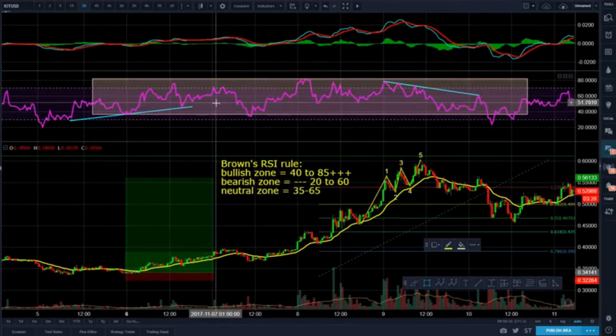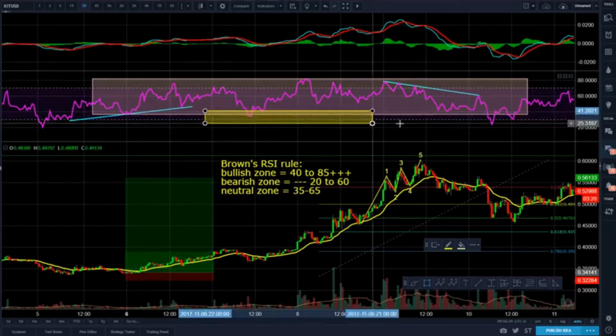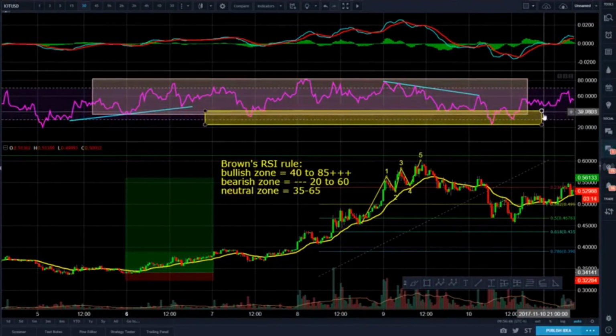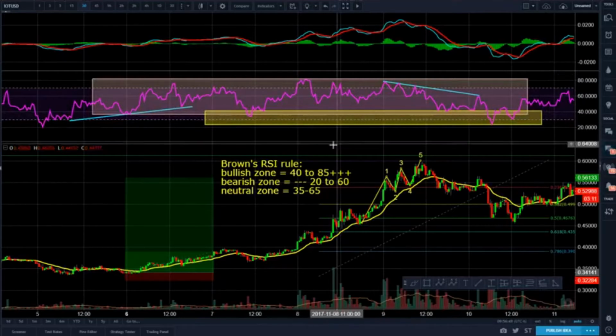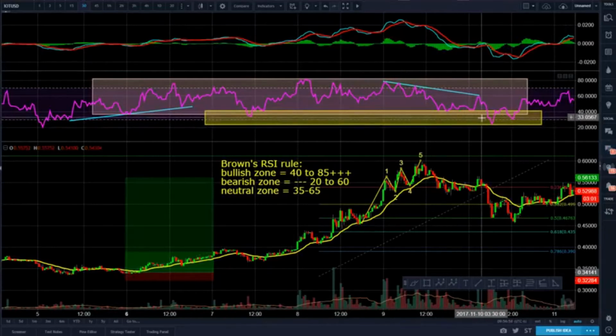Let's say we just go to under 40, okay? We're going to say under 40, right around here, okay, guys? This zone right here in the yellow is what I would call under 40, okay, which is not the bullish zone. So what I will look for to close my position after going long here is I will look for when the RSI will go into the not bullish zone for a long period of time, okay?